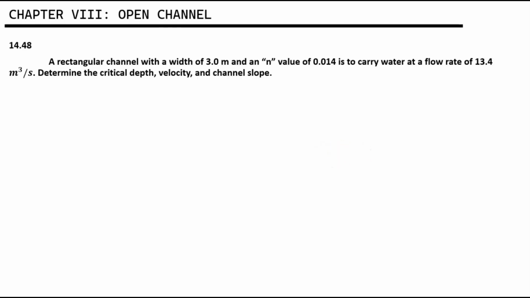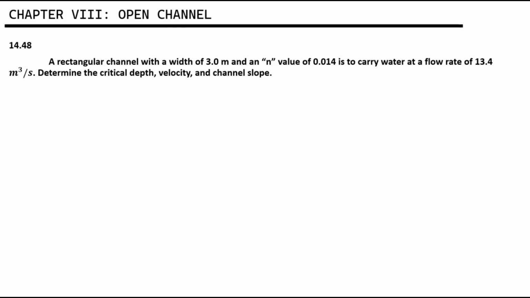So let's proceed to our sample problem. A rectangular channel with a width of 3.0 meters and an n value of 0.014 is to carry water at a flow rate of 13.4 cubic meters per second. Determine the critical depth, velocity, and channel slope.